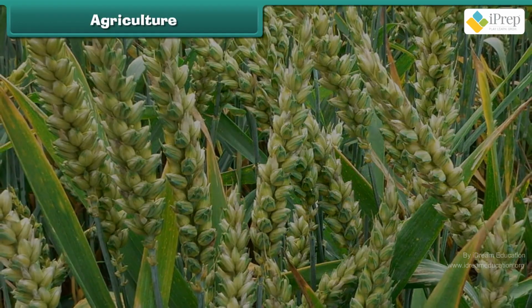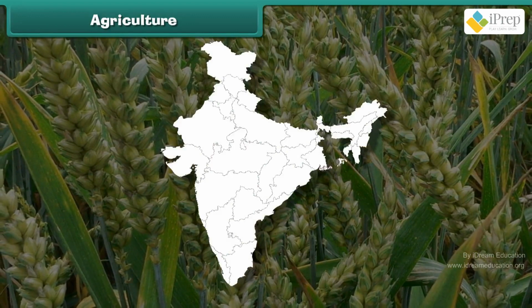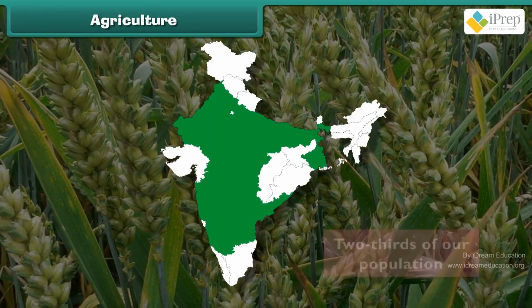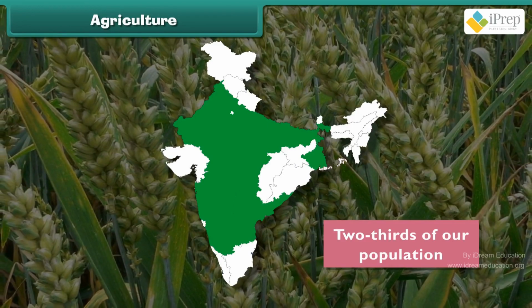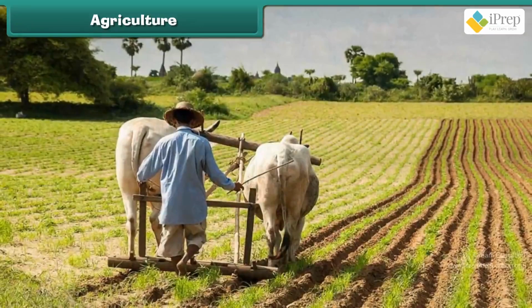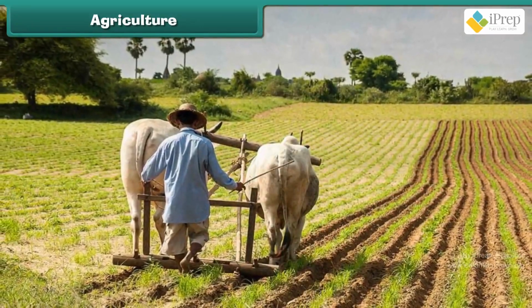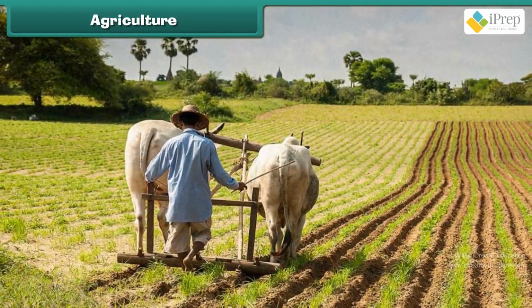Agriculture. India is a land of agriculture. Nearly 2/3 of our population is engaged in farming. The farmer toils day and night in growing crops.